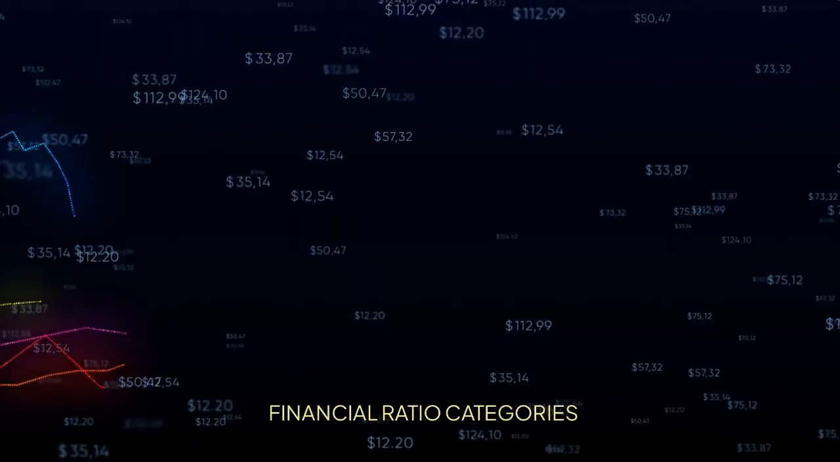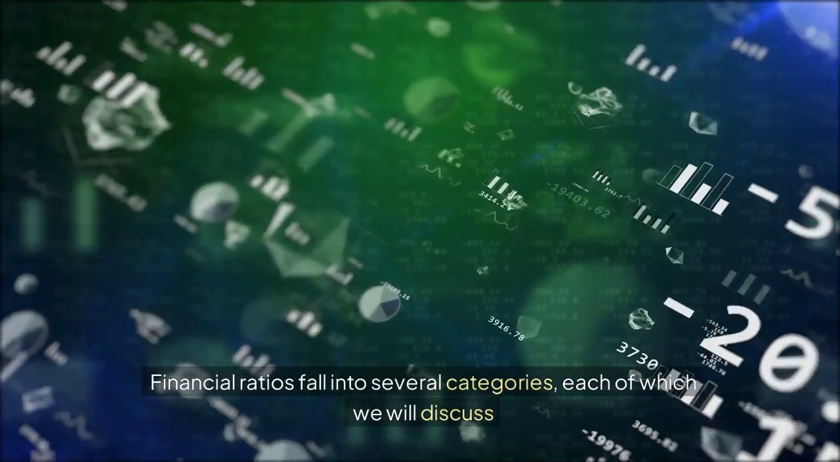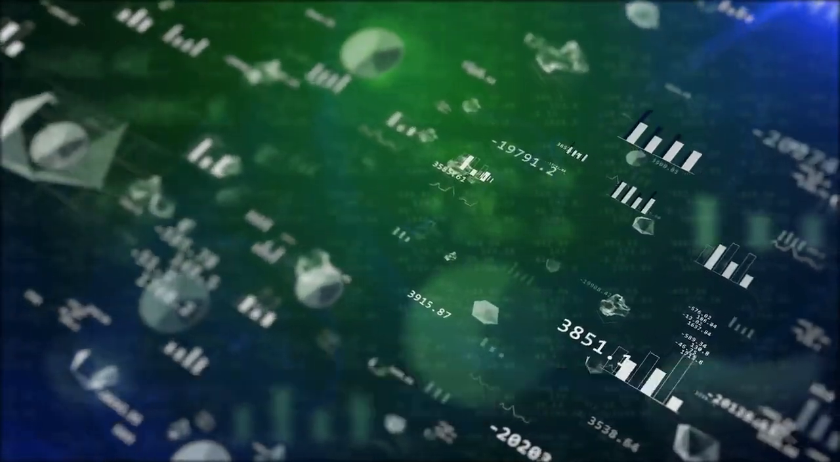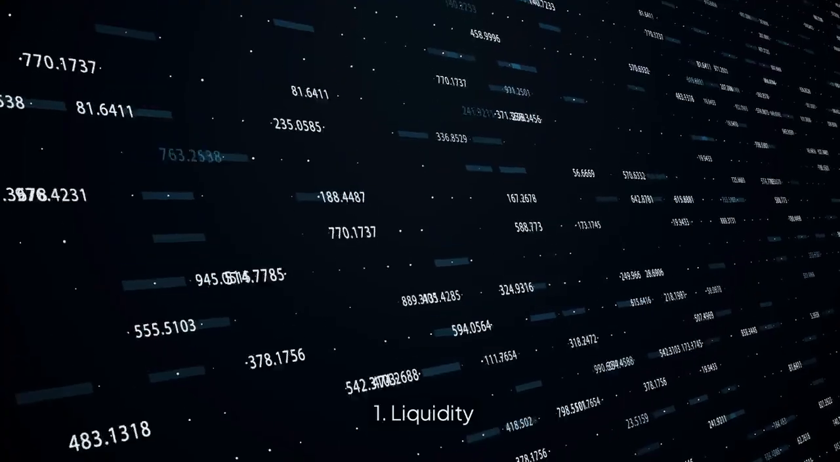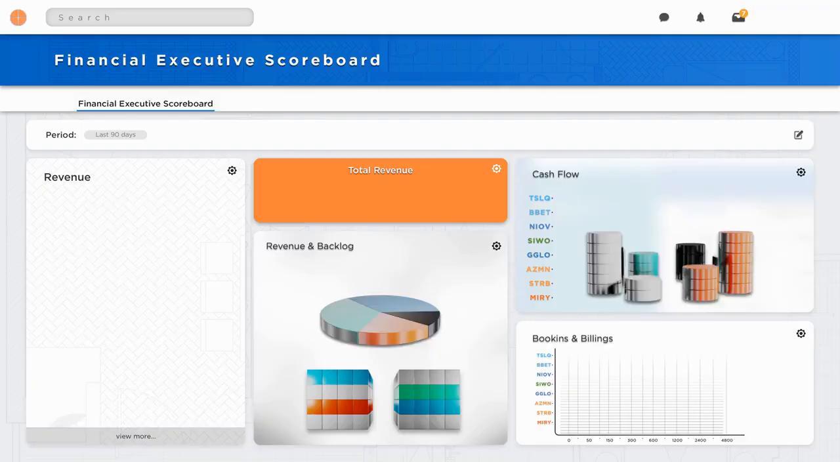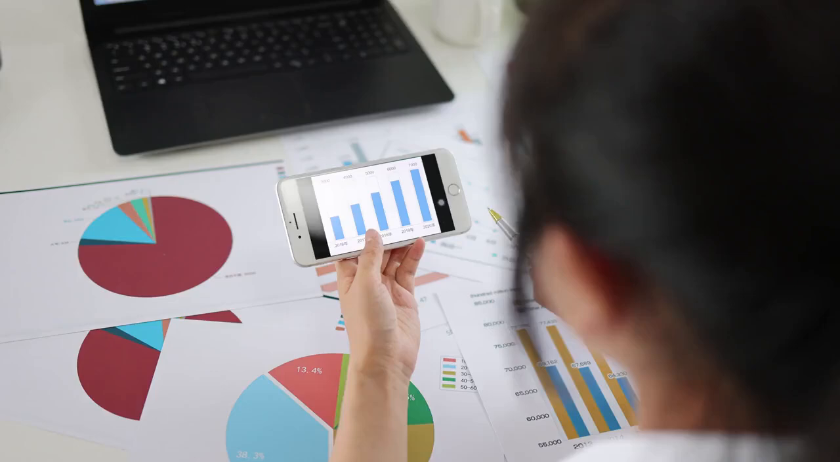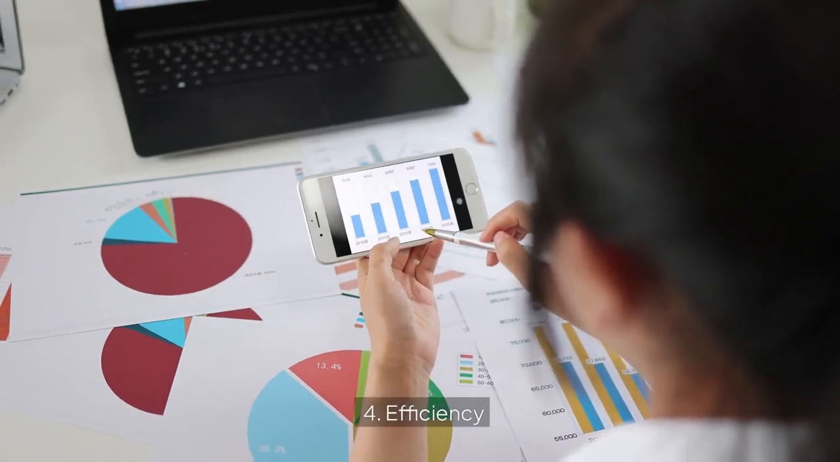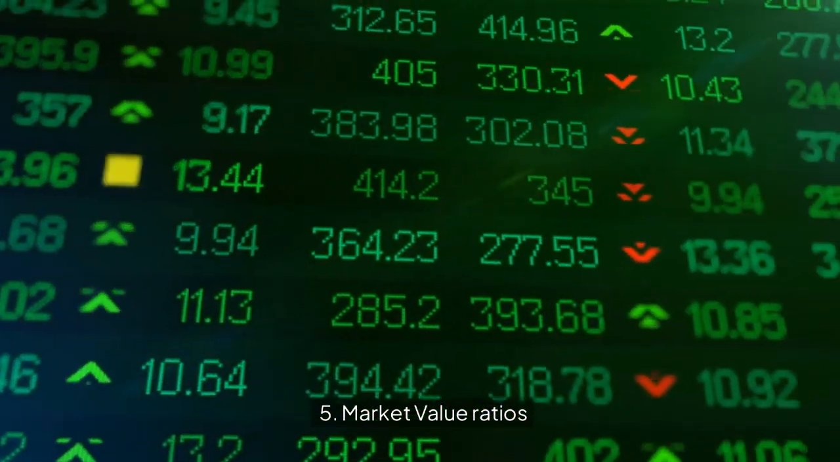Financial ratio categories. Financial ratios fall into several categories, each of which we will discuss. The categories are: 1. Liquidity. 2. Profitability. 3. Leverage. 4. Efficiency. 5. Market value ratios. Let's take a closer look at financial ratios.